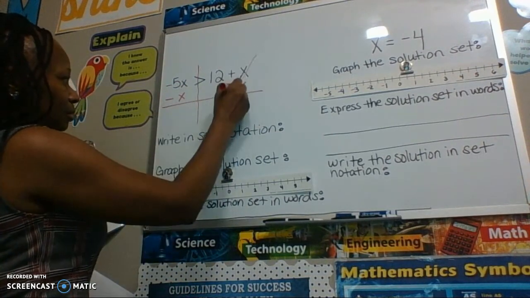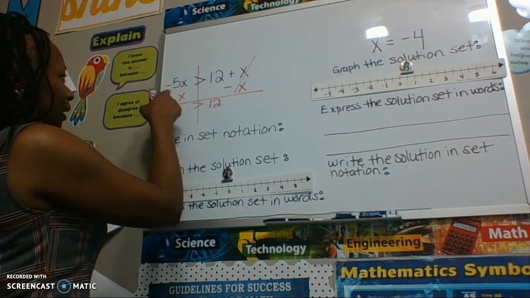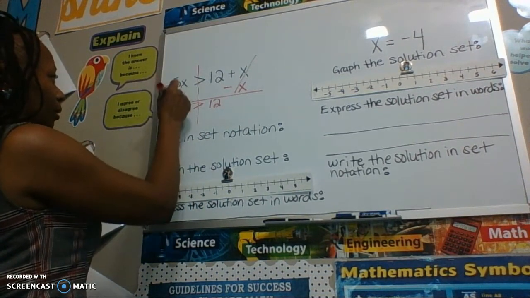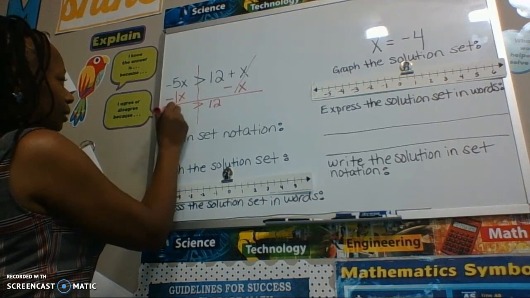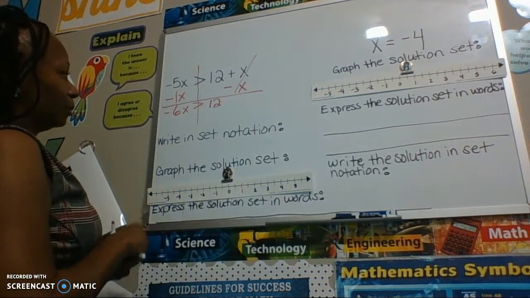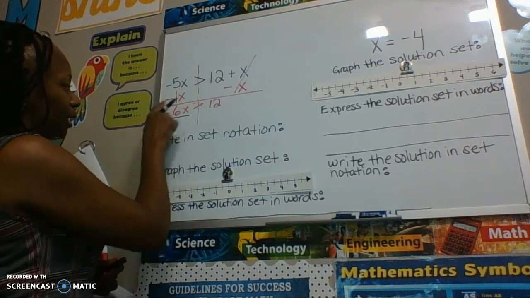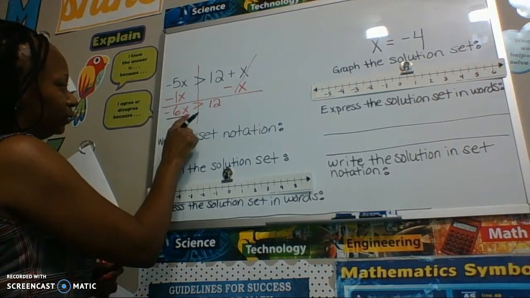Now this cancels out. I'm left with 12 on this side, my greater than symbol, and negative 5x minus 1x is going to get a total of negative 6x. Now at this step, I'm going to solve by dividing both sides by that coefficient, which is negative 6 in front of the variable.